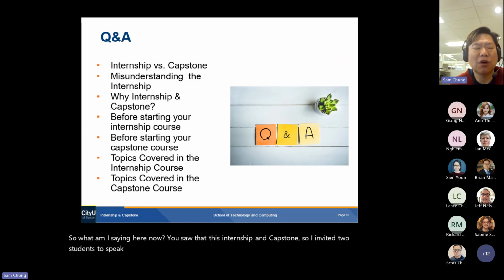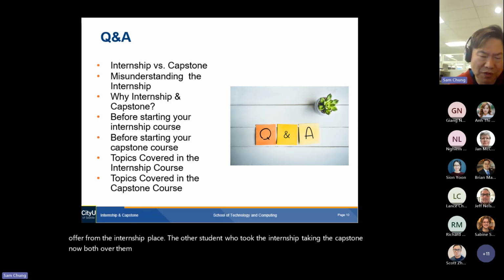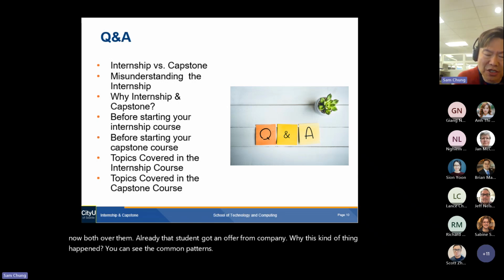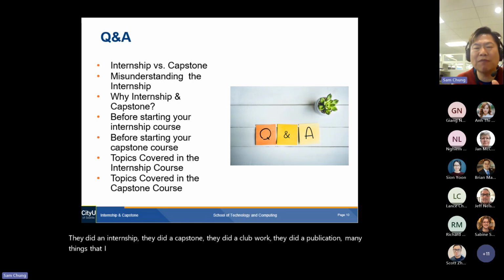Actually, one student already took the internship, and then the student got an offer from the internship place. The other student who took the internship, taking the capstone now, both of them, already that student got an offer from a company. Why does this kind of thing happen? You can see the common patterns. They did an internship, they did a capstone, they did club work, they did a publication, many things that I mentioned. Okay, so let me finish this one.